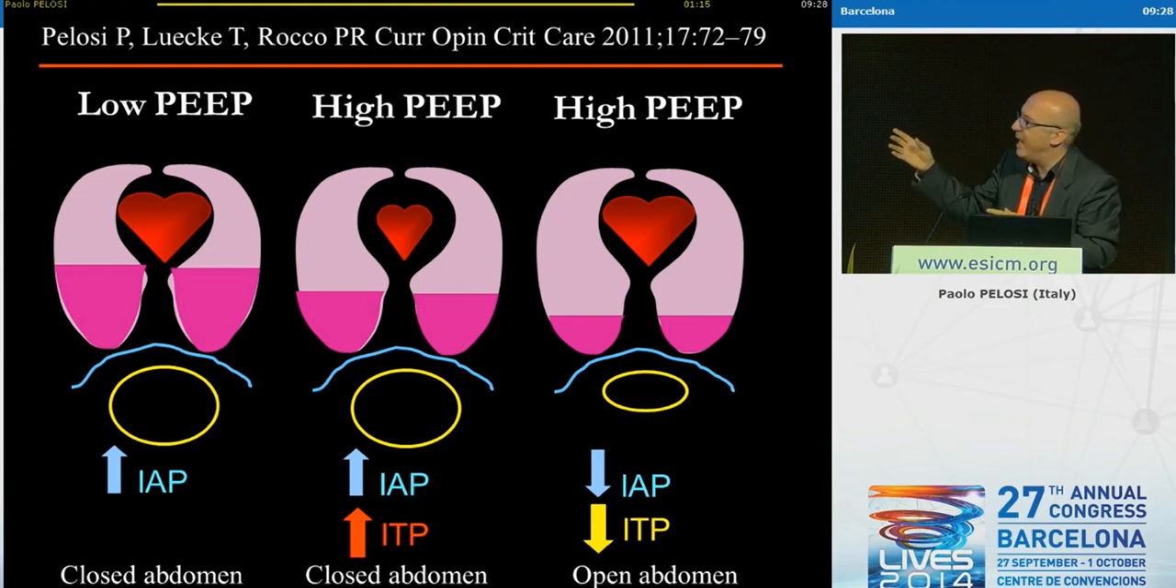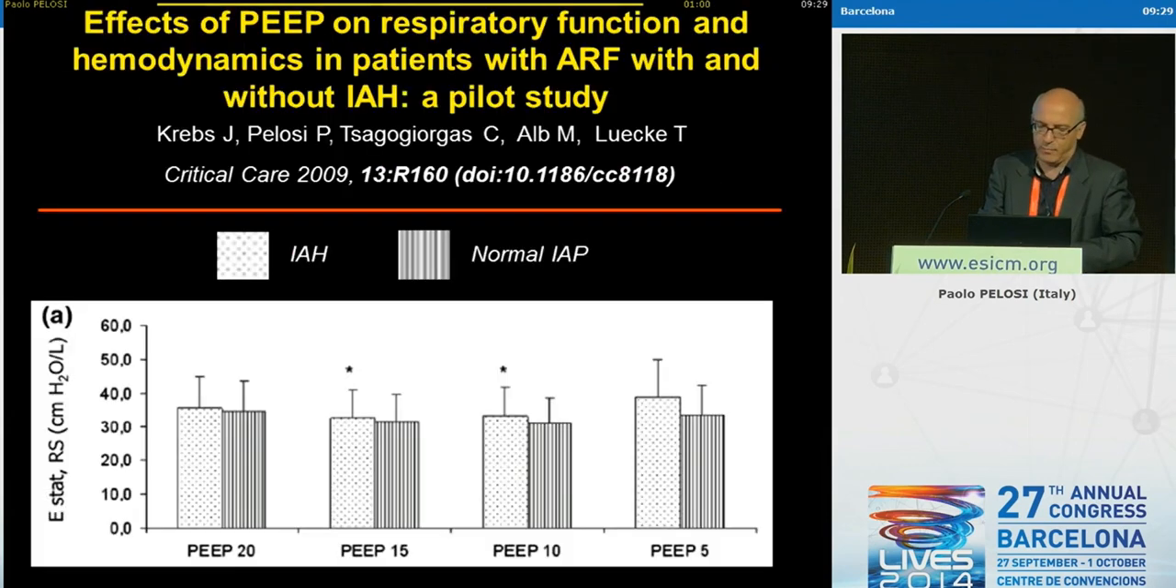On the other side, in these patients, one possible solution is to reduce the intra-abdominal pressure, eventually with open abdomen. Of course, I'm not advocating to open the abdomen in all these patients, but just to think about it when intra-abdominal pressure is higher than 25 millimeters of mercury.